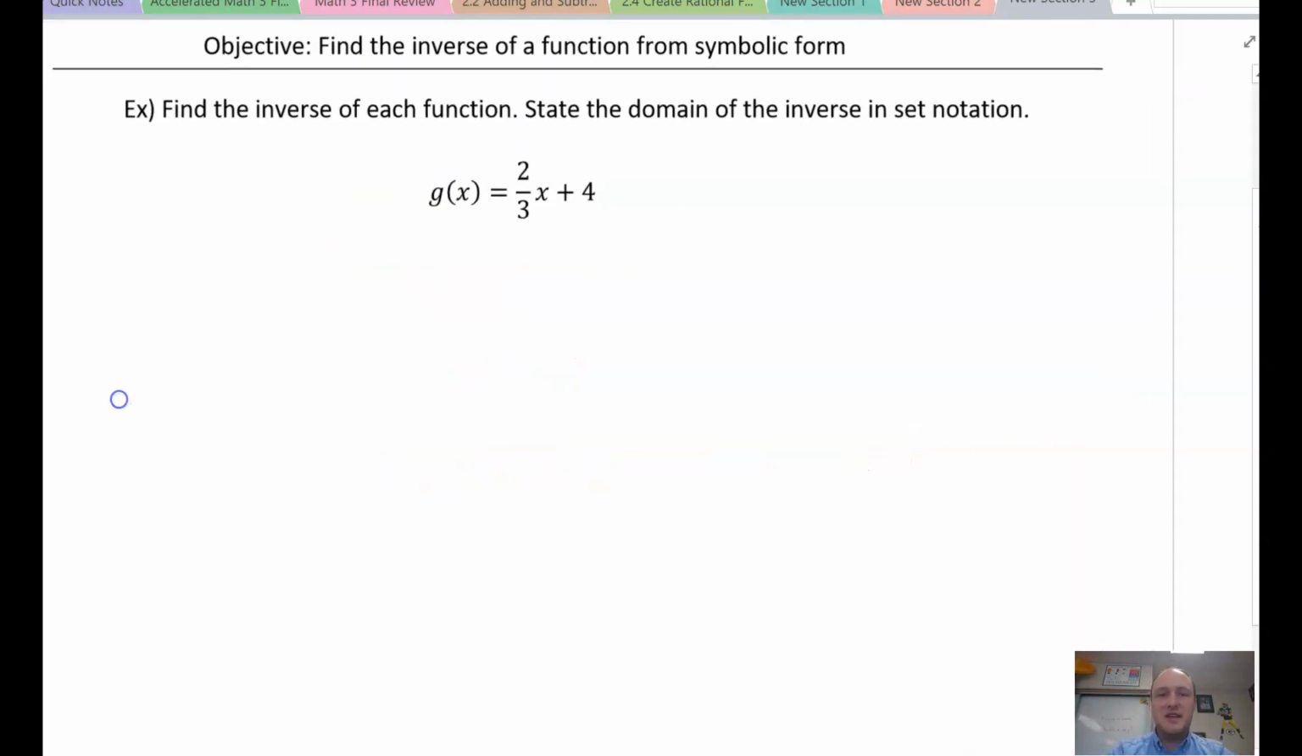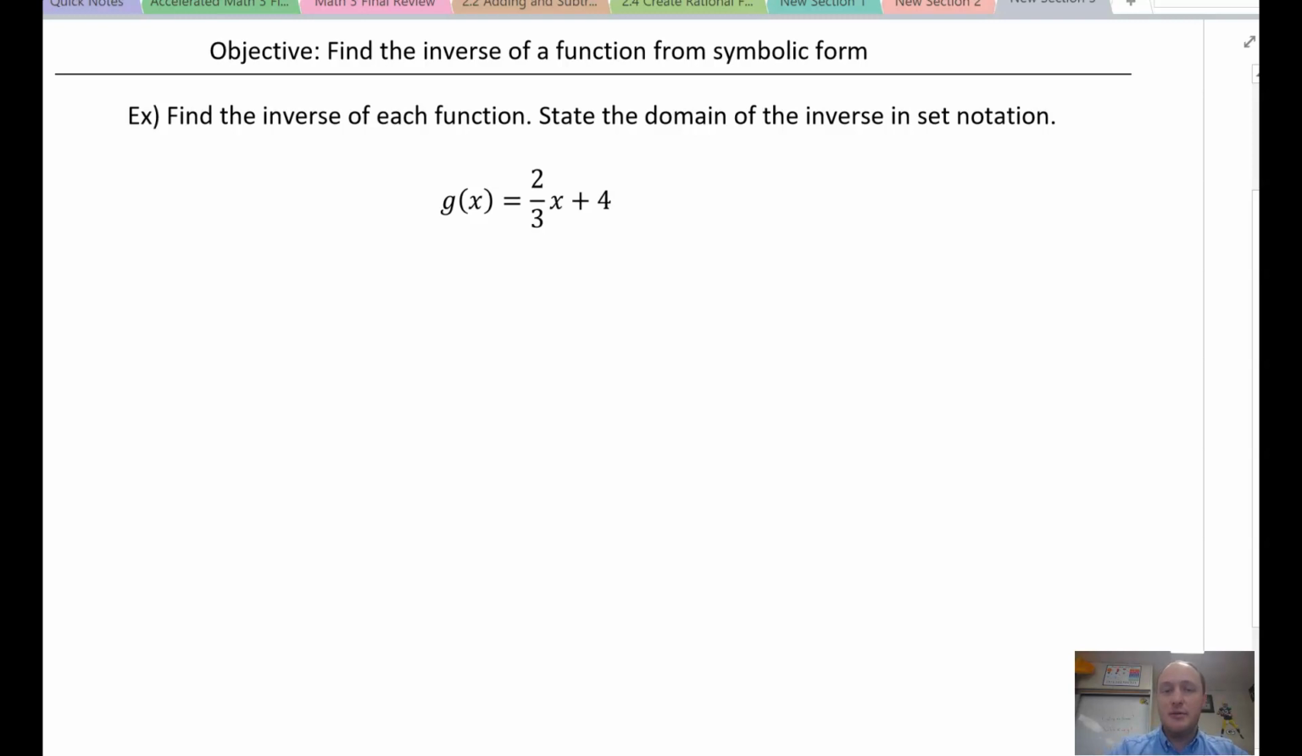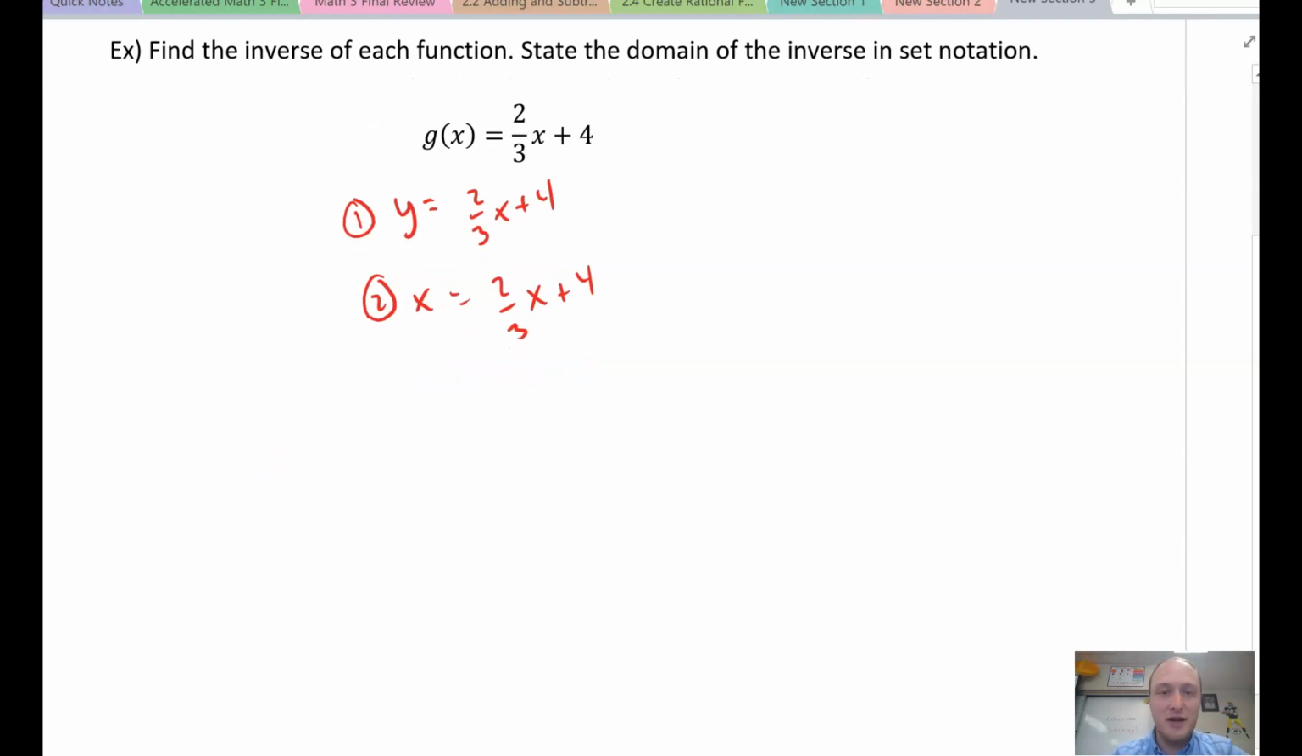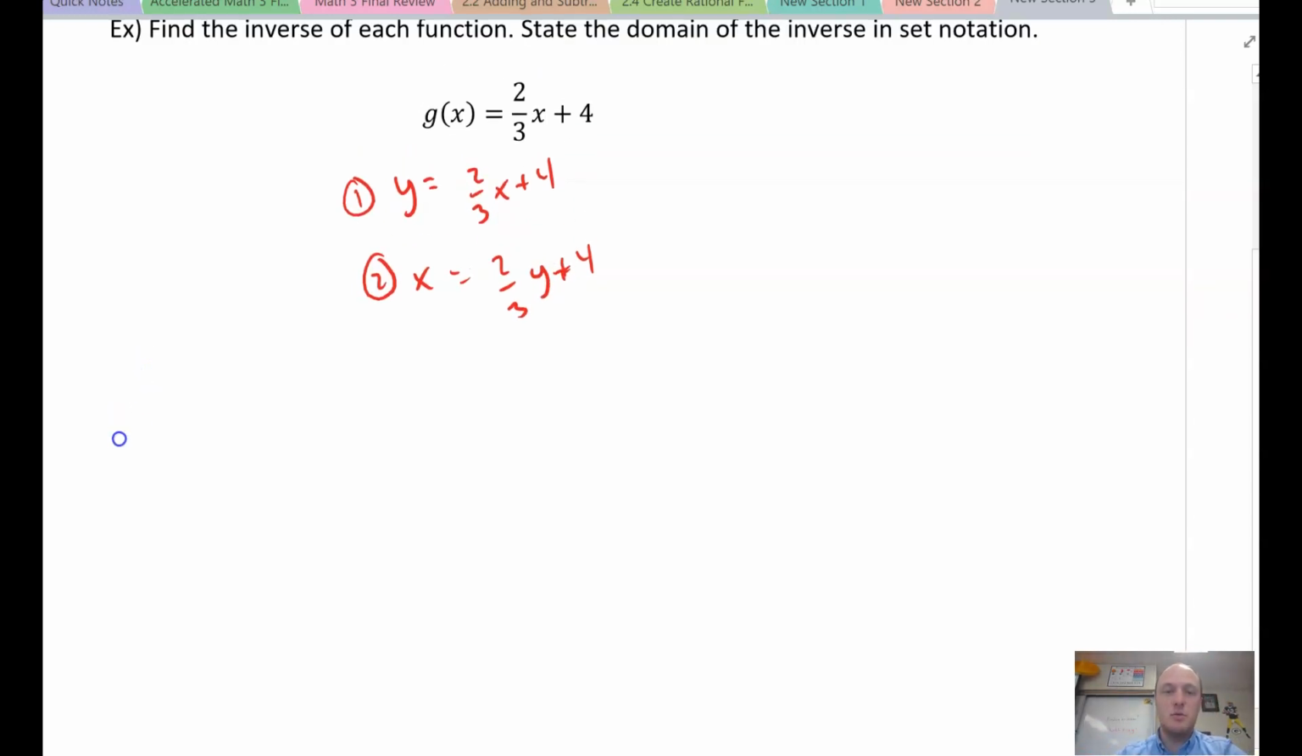All right, next example. Find the inverse of this function, state the domain. So again, I'm going to make it y is equal to 2/3 x plus 4. That's step 1. Step 2, I'm going to switch x and y. x is equal to 2/3 x plus 4. Some people will ask, Schulberg, can I just skip straight to step 2? Sure, if you can do that, feel free to do that. But clearly I can't, right? This x is not supposed to be x. That's supposed to be y. So x equals 2/3 y plus 4.